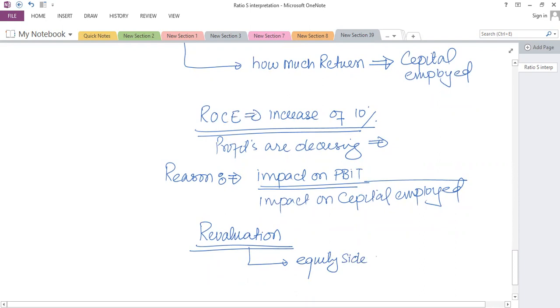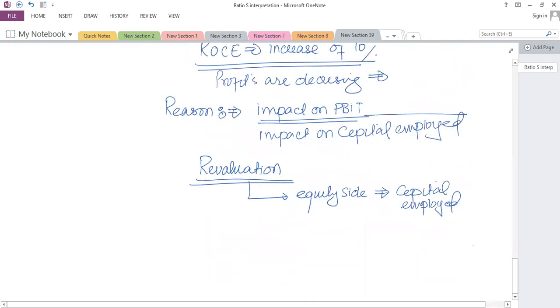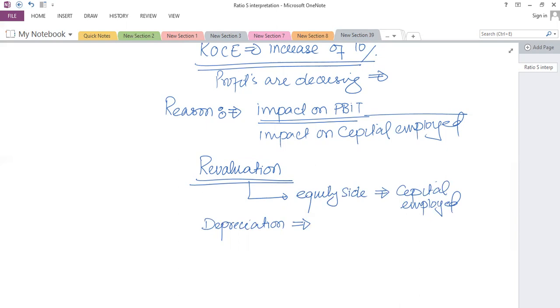Obviously, it will increase the equity side, so there is an impact on capital employed. And if capital employed is increased, that means the return on capital employed will be decreased. Similarly, the depreciation policy, how you are depreciating your asset, how frequently you are changing your asset. So this ratio can be manipulated by changing the capital employed in such a way that the company looks good. So we have to be careful about this ratio.